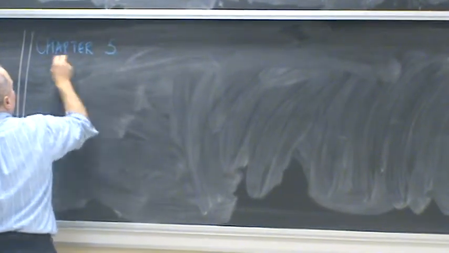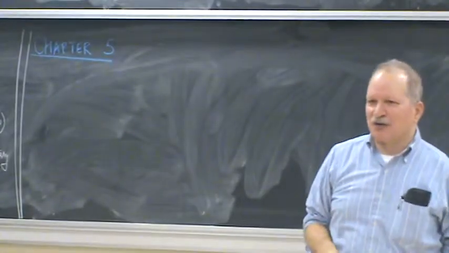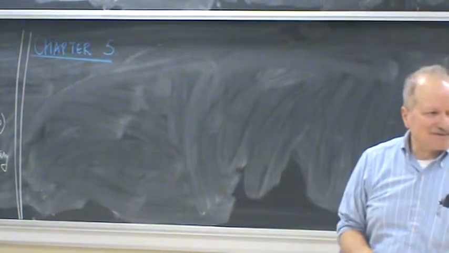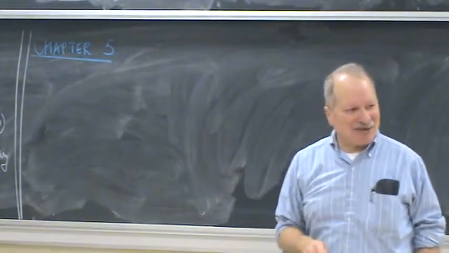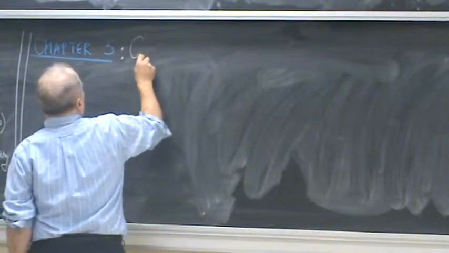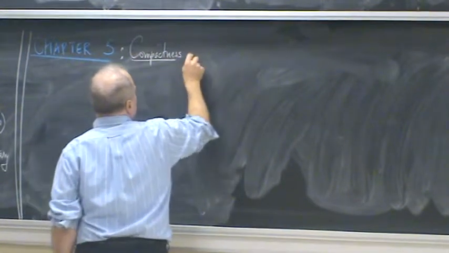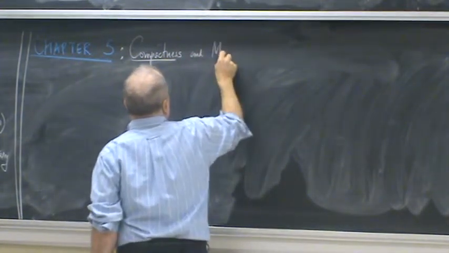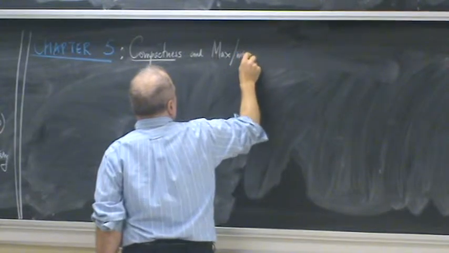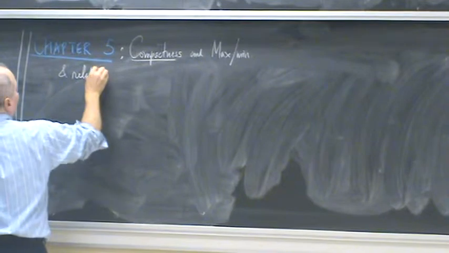So, we come to the last chapter of the semester. We're down to 4 plus epsilon weeks. Our last chapter, chapter 5, you knew it well. So we're going to talk about one of the fundamental ideas in mathematics called compactness, and then we're going to do max-min problems and related linear algebra.